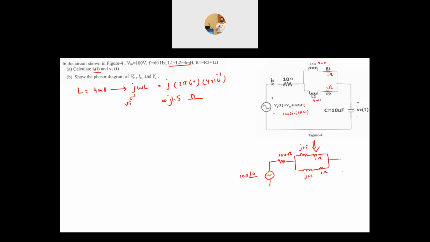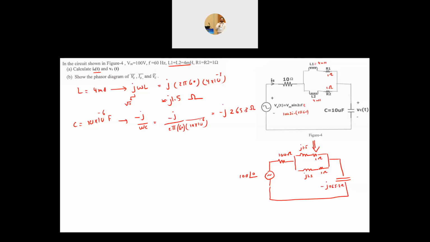and then the resistance, both of them is 1 ohm, 1 ohm. And then we will have here the capacitor. Now the capacitor, we are given C is equal to 10 times 10 to minus 6 farad. This will be equal to minus J over omega C, minus J over 2 pi times 60 times 10 times 10 to minus 6. Everything has to be in farad or in Henry. And this will give me minus J 265.3 ohm. So minus J 265.3. So that is the first step.